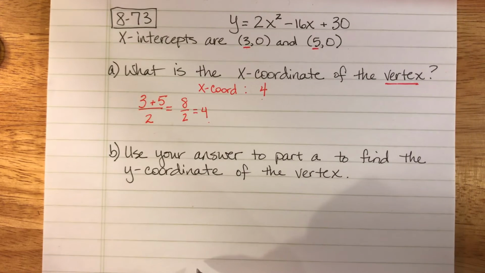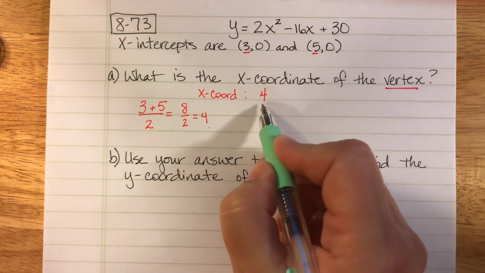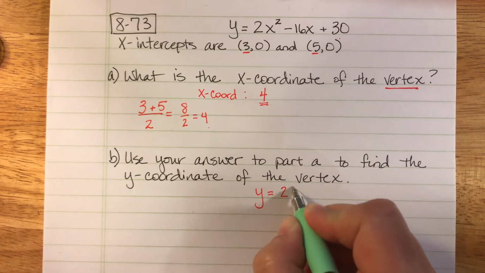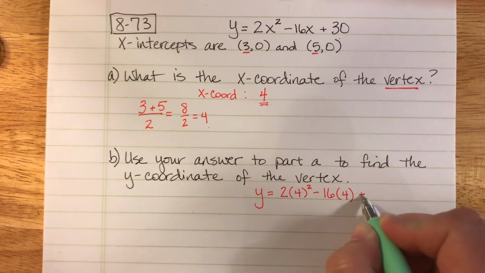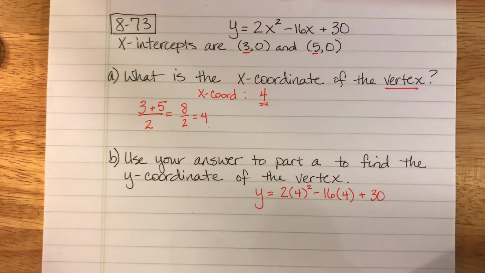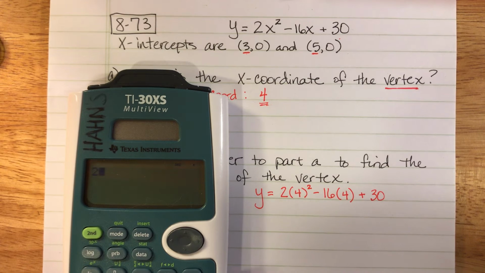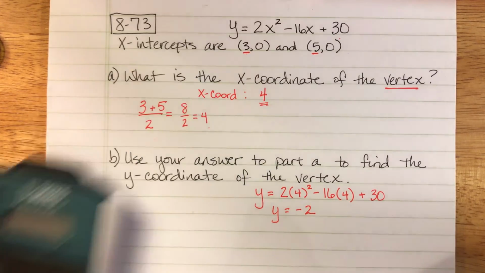Okay, now the next part says use your answer to part A to find the y-coordinate of the vertex. The way I'm going to do that is I am going to plug 4 into my equation for x. So I'm going to write y equals 2 times 4 squared minus 16 times 4 plus 30. So now I'm going to get out my calculator and put this directly into my calculator. 2 times 4 squared minus 16 times 4 plus 30. And my calculator tells me that that is -2. So that means y is -2.